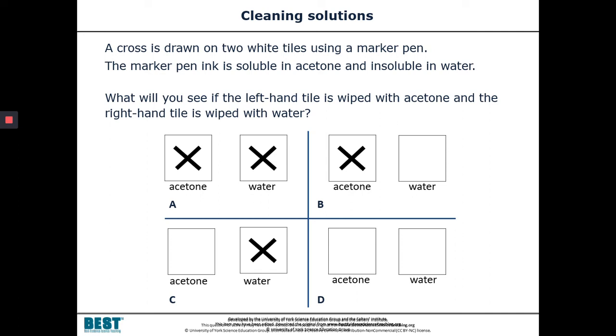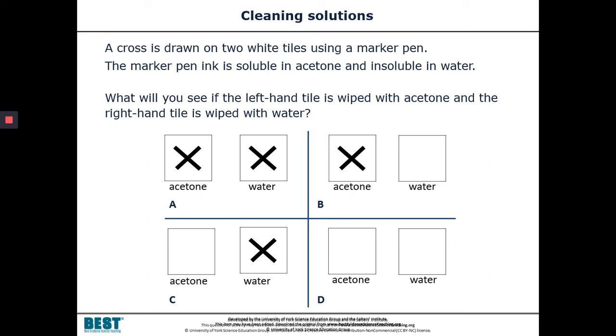So the correct answer is C, and to answer this question correctly, students need to realise that the marker pen is acting as the solute, and if it's soluble, then it will disappear. If it's insoluble, then it's going to remain on the white tile. Any problems with this understanding, and they're likely to choose A or D.